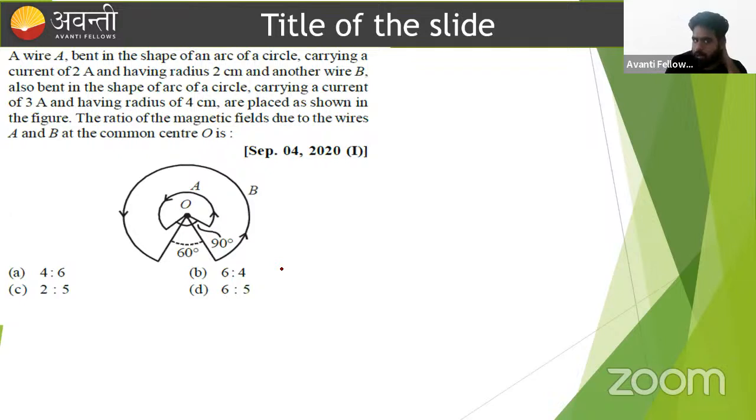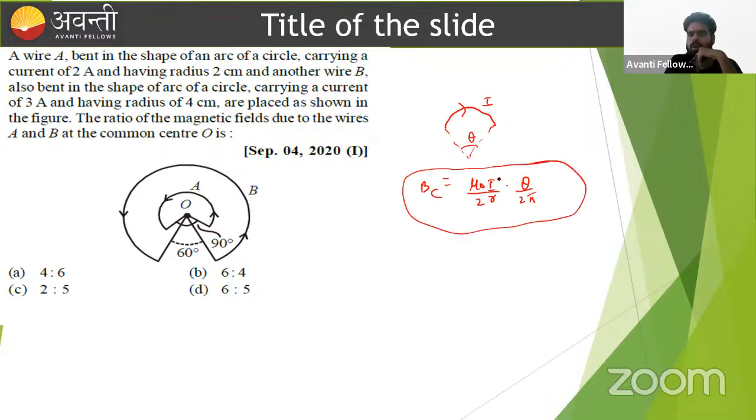Let's solve the next problem. In this problem, a circular arc is given having a current I. What is the value of magnetic field at center? If it subtends an angle theta, then listen to the formula carefully: mu naught I upon 2r into theta upon 2 pi. This is the formula at center.